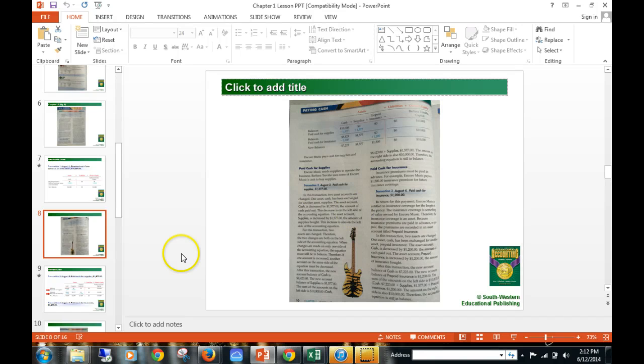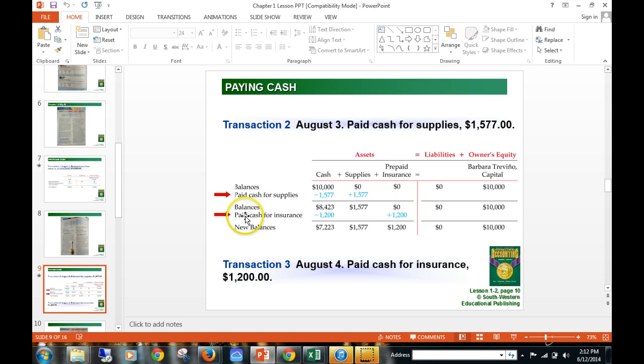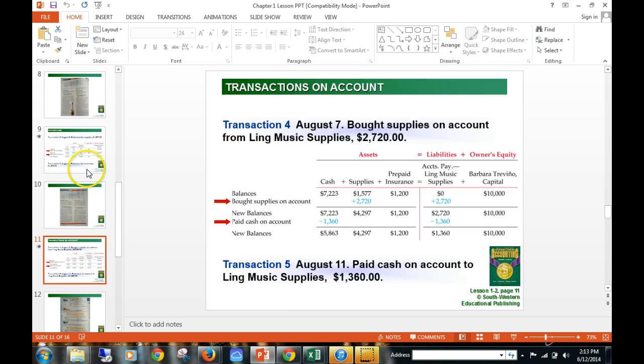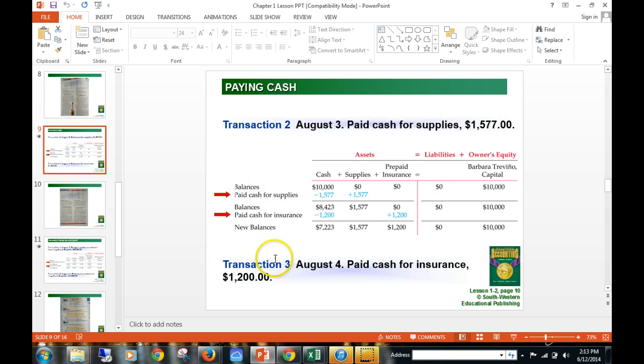So we have insurance, and the bank, if you owe them money, they make you have insurance. So they always want their money back. So let's take a look at that transaction. We paid cash for insurance. This is transaction 3. Paid cash for insurance of $1,200.